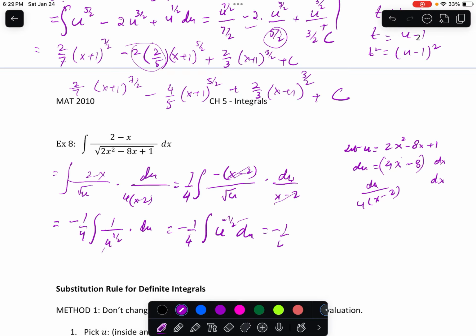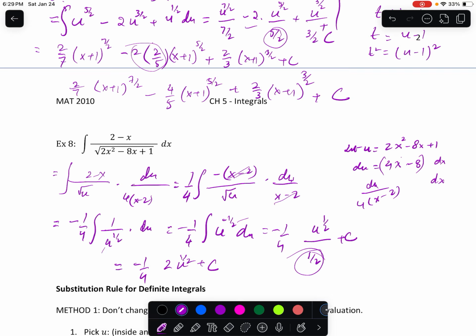Negative 1 over 4. So u raised to the power negative 1/2 plus 1 is 1/2, over 1/2, plus c, which will give you the answer negative 1 over 4. Okay, this 2 is going to play a role. So 2 will go up. So you get 2 times u raised to 1/2 plus c.